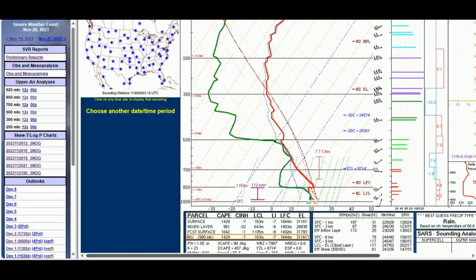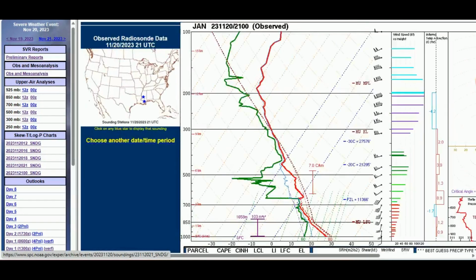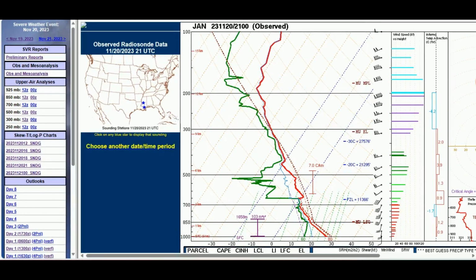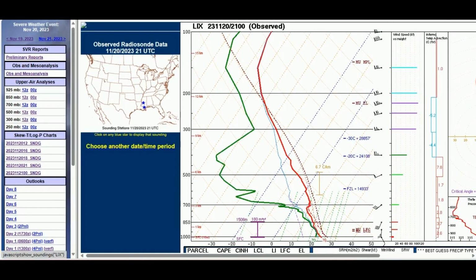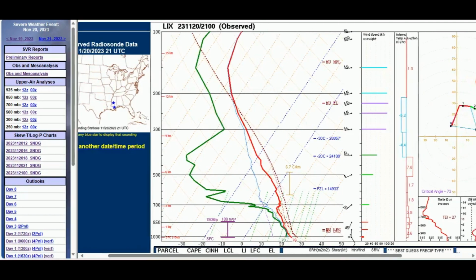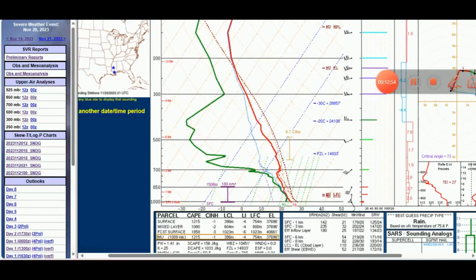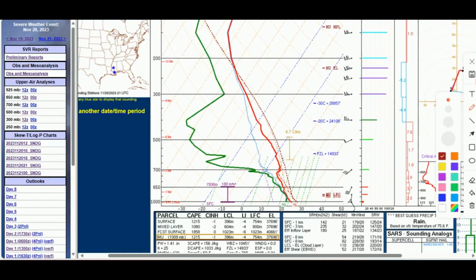So moving forward through this event, let's look at the afternoon soundings and see what other kinds of soundings we had. So this is the sounding from Slidell, Louisiana at 3 p.m. And we're going to look at the temperature profile first. So this solid red line here is our environmental temperature. And it looks pretty similar actually to the loaded gun sounding.